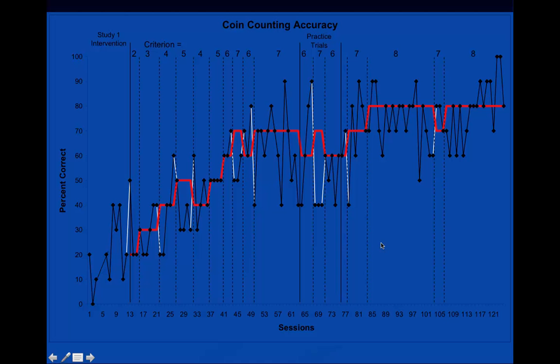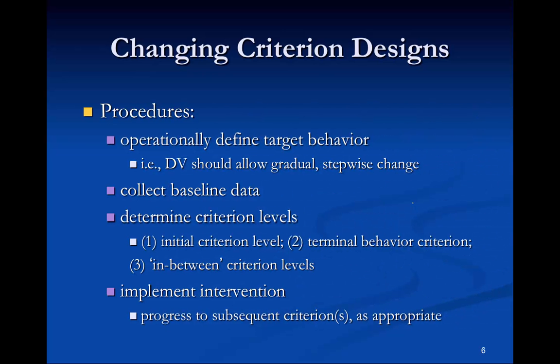And I had one study rejected by a journal where I used a changing criterion design like this because there wasn't a reversal and because the behavior didn't match it one-to-one quite as closely. So, sometimes I think with a changing criterion design, you do need to demonstrate some kind of control. All right, so you operationally define the target behavior, you collect baseline data, you determine the criterion levels, and you implement the intervention.